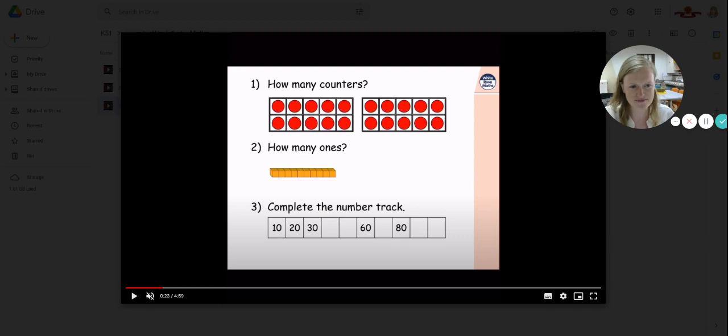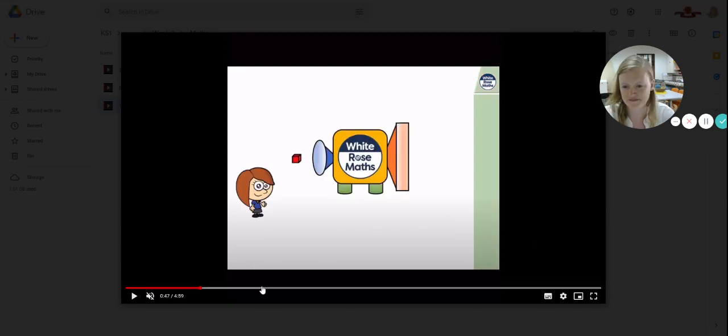All right, we've got a number track of counting in tens. Are you going to do it with me? Let's go. 10, 20, 30, 40, 50, 60, 70, 80, 90, 100. Well done. You've counted in tens all the way to 100.